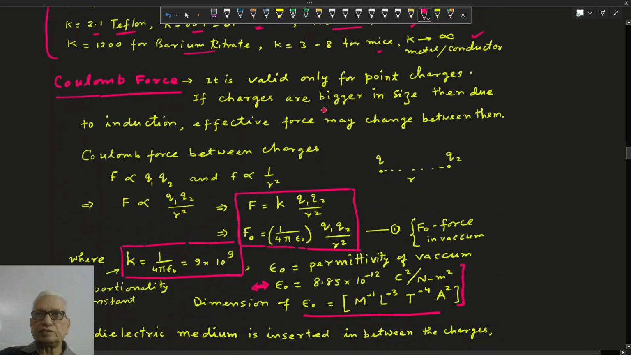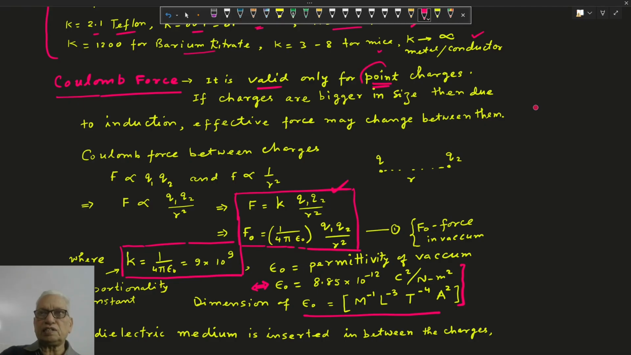Now Coulomb force. Coulomb force is valid only for point charges. Coulomb's law, this formula K Q1 Q2 upon R square, is valid only for point charges. It's very important here: charges must be point charges. If the charges are bigger in size, then the induction process will be there. Effective force may change. But for point charges, Coulomb's law is valid.